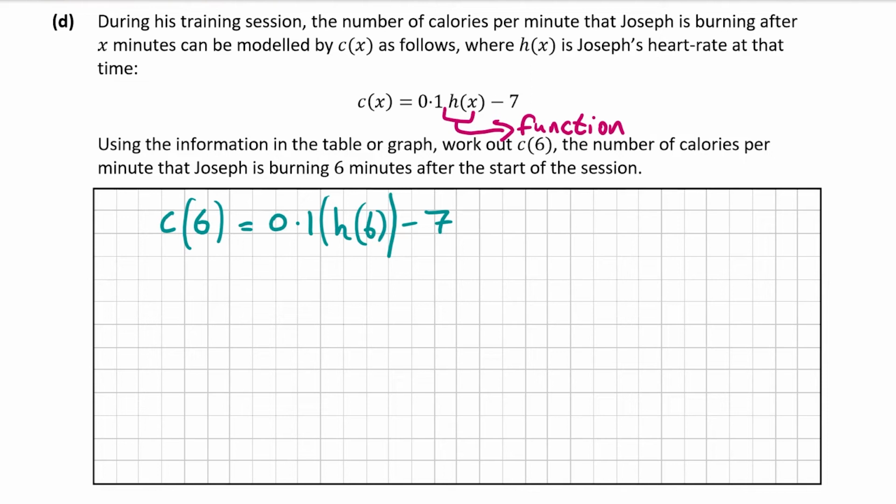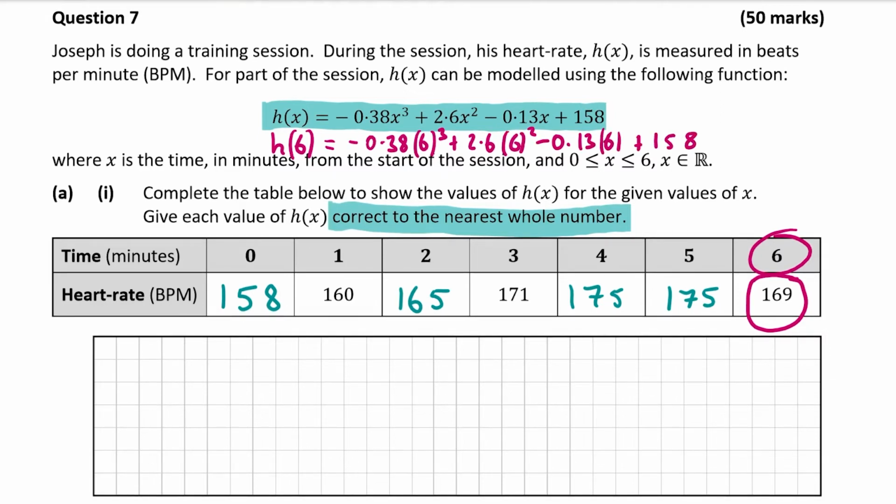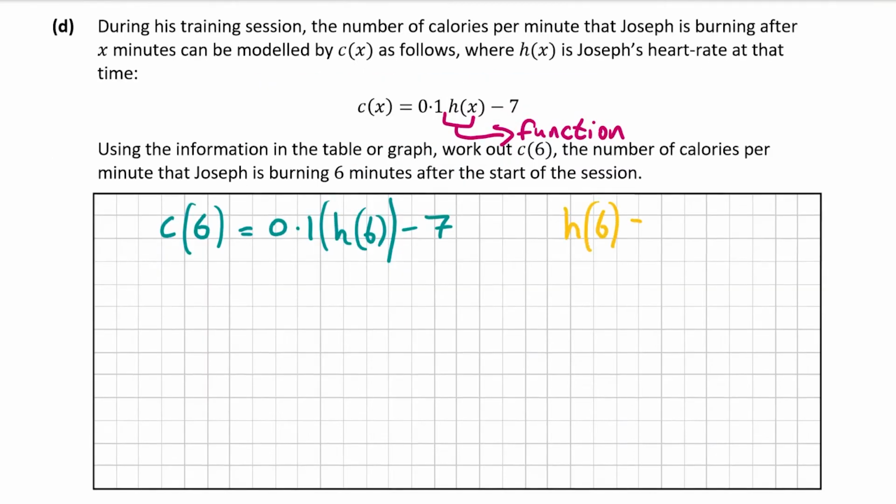Now, as it happens, we actually have H of 6 from part A of the question. So let's go up and have a look. So H of 6 is going to be where X is equal to 6, and X is equal to 6 here at time 6 minutes. And we've already actually been told, we didn't work this out, that the heart rate after 6 minutes is 169 beats per minute. And that's that right there, okay? So you can work that out again if you want by putting in 6 into this. And if you work that out, you should get an answer that rounds to 169 beats per minute.